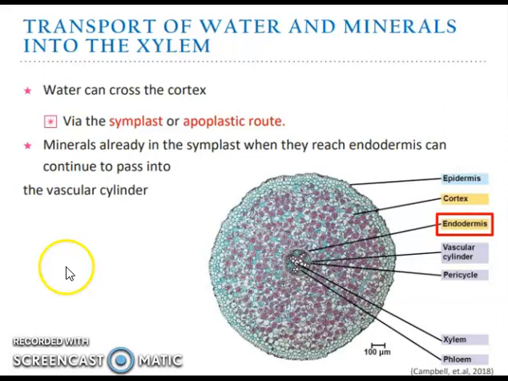Continuing the topic of transport of water and mineral into the xylem: for water to pass into the root hair cell, it must pass through the root cortex first via the symplastic route.